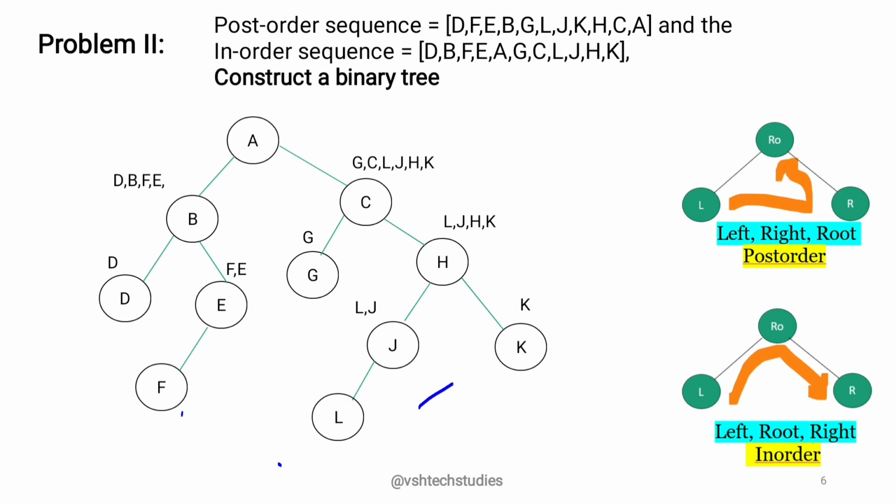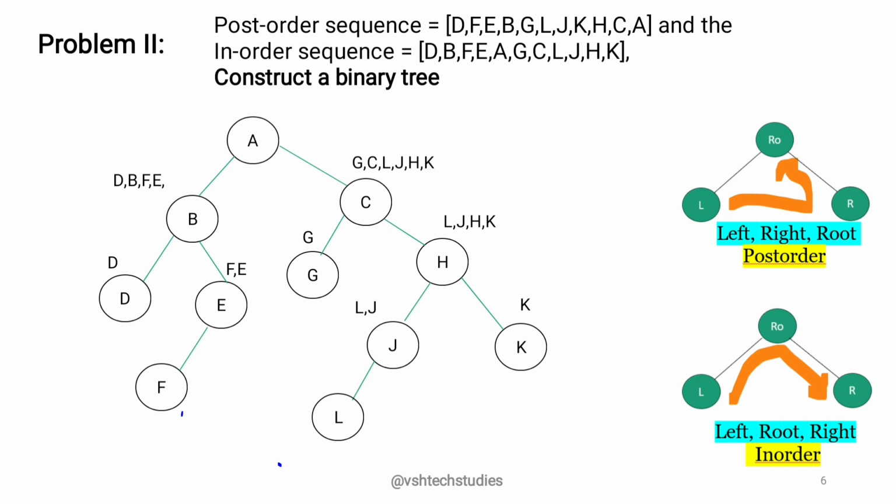Now the binary tree construction for the given post order and in order sequences is over. This is how we can construct a binary tree if these two traversal sequences are given. To find the root, we have to observe the post order sequence. Around its left and right, which nodes come, for that we have to observe the in order sequence. This procedure is to be done recursively. This is how the binary tree is drawn. I hope you understood. Thank you.